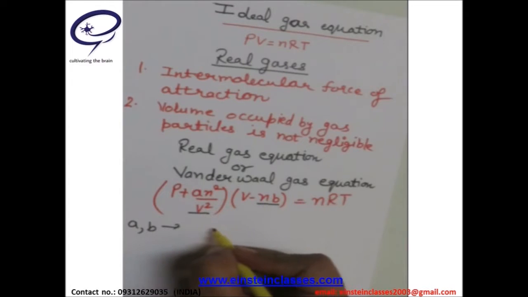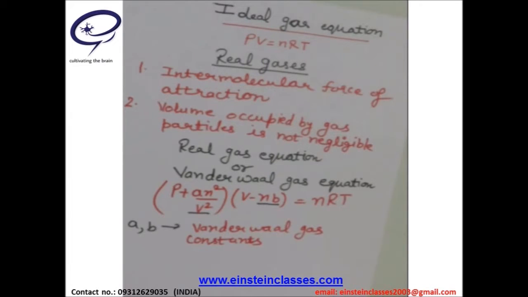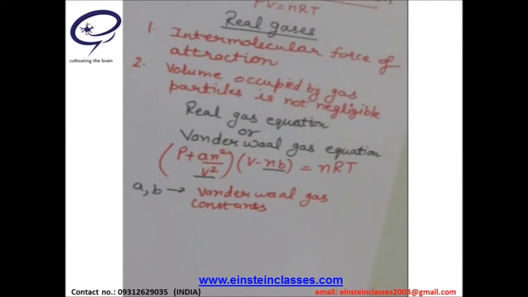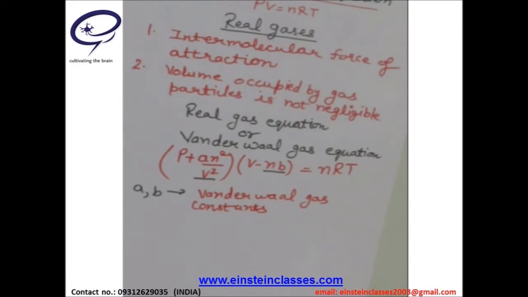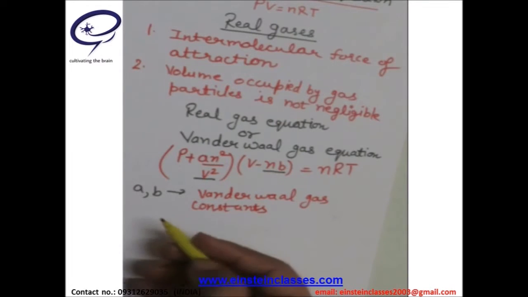These a and b are known as van der Waals gas constants. a tells us about the intermolecular force of attraction present in the gas particles, whereas van der Waals gas constant b tells us the volume occupied by the gas particles. If the van der Waals gas constant a value is greater for a gas, it means the intermolecular force of attraction between gas particles is more. Similarly, if the value of b is more for the gas particle, it means the volume occupied by the gas particles would be more.